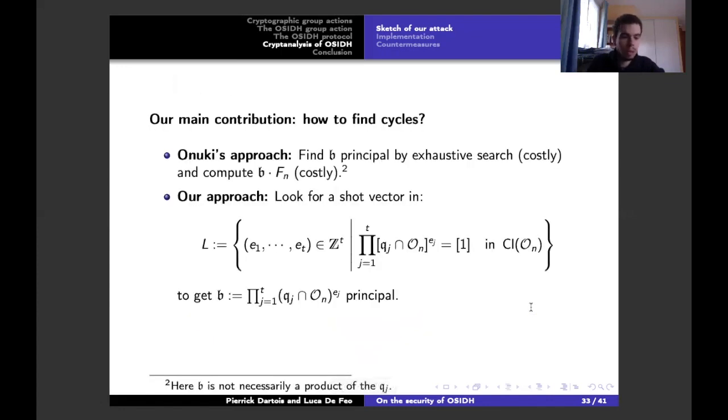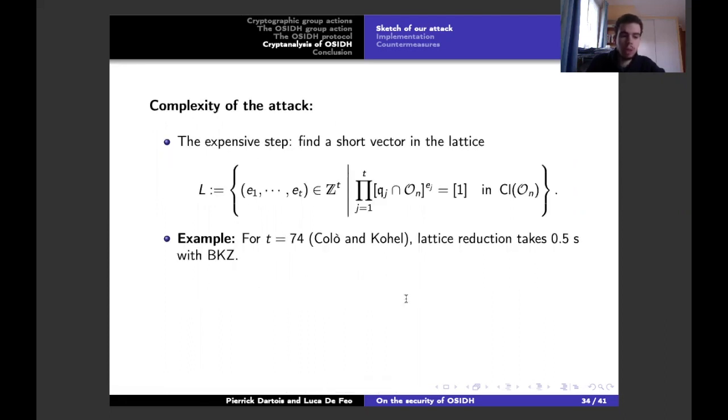The difficult step in our attack is to find a principal ideal of the right form to be able to compute a cycle easily. Onuki struggled with this problem and did not provide a practical way to do it. Our main contribution is a solution to this problem. We notice that all we have to do is to find a short enough vector in the relations lattice of the ideal class group, because such a vector will define a principal ideal, and if the exponents are short enough, we'll be able to perform the group action. This way is actually more efficient than Onuki's and breaks Kolo and Kohel's parameters.